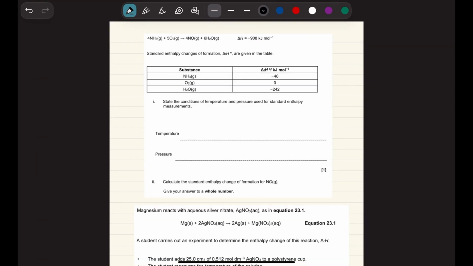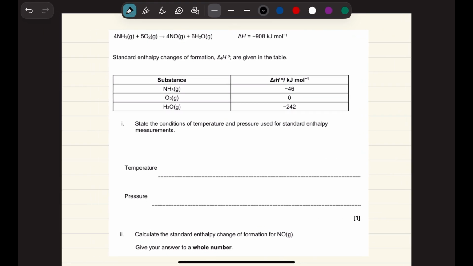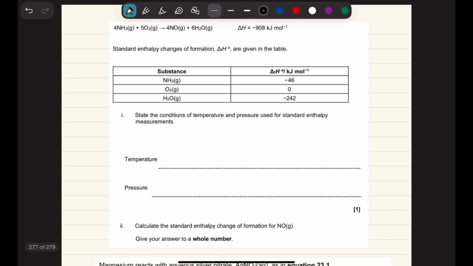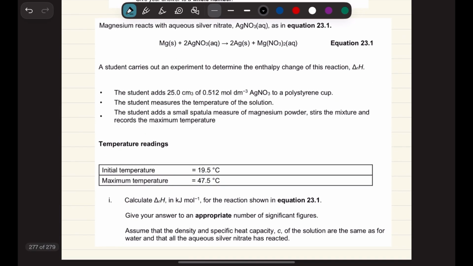Okay, nice deep breath. We've got two questions for you to try here. See that first question. I'd implore you to pause here, and then pause again when I show the next question. We've got two parts to this one: standard conditions and then the enthalpy change of formation. And then here, we're doing the calorimetry. So have a go at those.